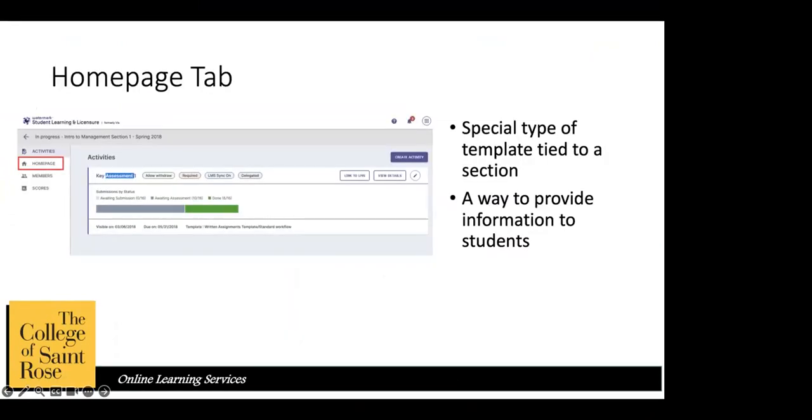Now we're going to talk about that homepage tab. On the section details screen, selecting the homepage tab allows an instructor to view the section homepage. A homepage is a special type of template that is tied directly to a section. It can provide information and resources about the section to students. A homepage can be included by an administrator when creating the section and/or created or edited by an instructor.